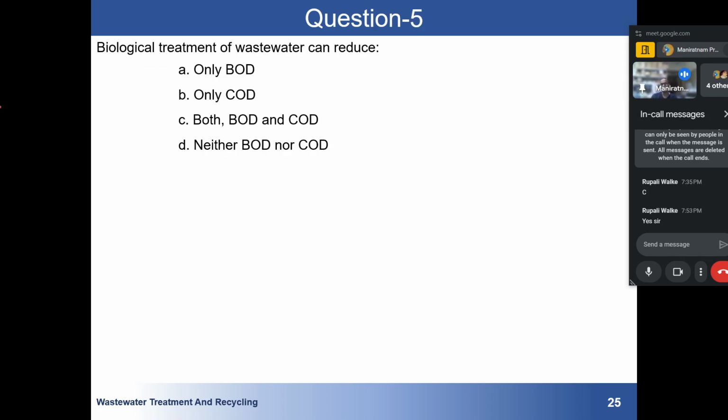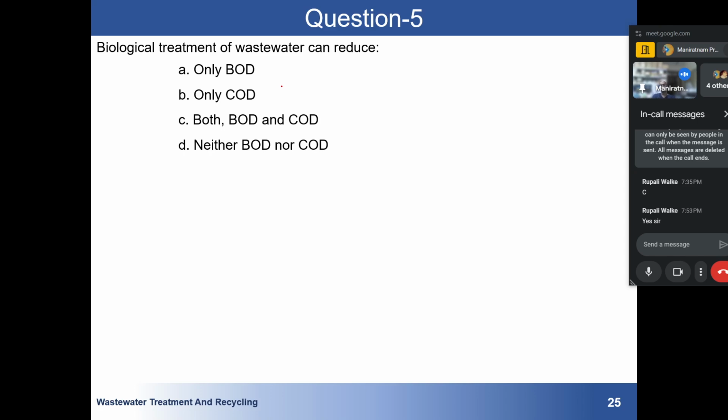Then we have this question on biological treatment of wastewater. We are focusing on biological treatment. In biological treatment we are degrading or removing organic matter. So what are we removing? We have four options: only BOD, only COD, both BOD and COD, or neither BOD nor COD. Please try to answer: if we are removing organic matter, what are we reducing in our system?